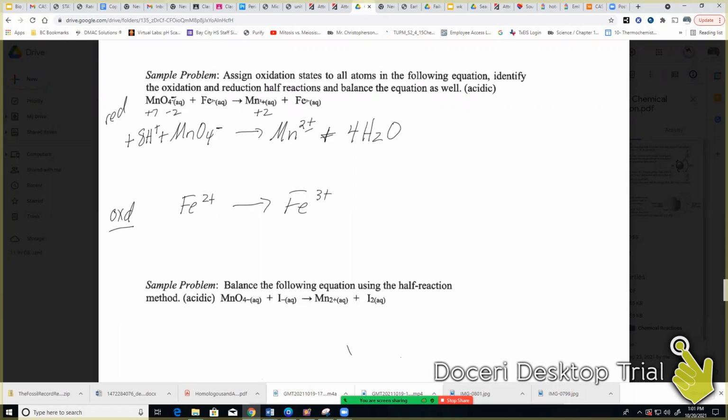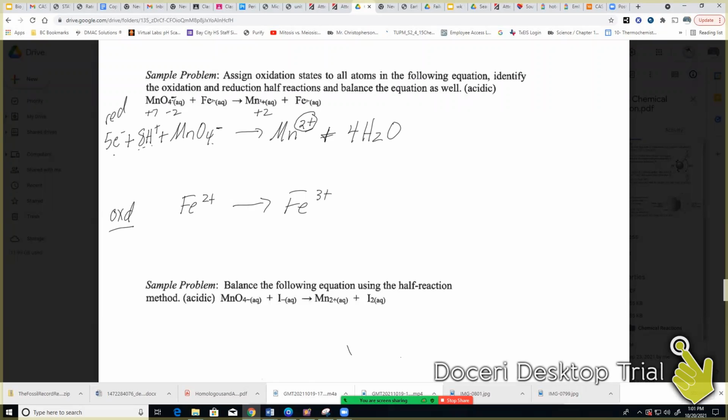I dropped my sign. So right now, this is what I want. I have a +2. Right now, I have 8 minus 1, a +7. So wouldn't I need to add 5 electrons? So my charge would be the same on each side. All right. I'm going to double check myself. Yes. Here I have 5 minus 6 plus 2, so now I have a +2 on each side.